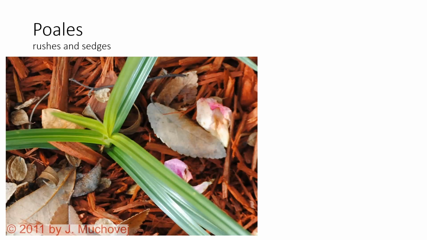We have the Poales. The Poales really has 2 very distinctive groups in it. One is the rushes and sedges. Sedges look like this. They have 3 ranks on it.